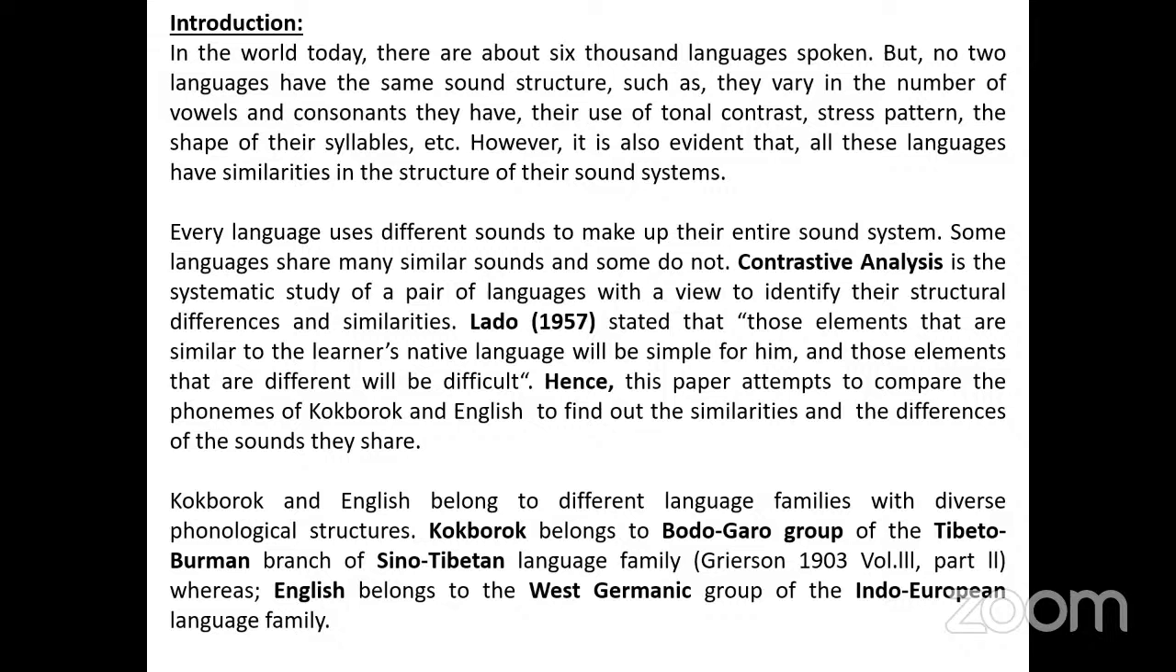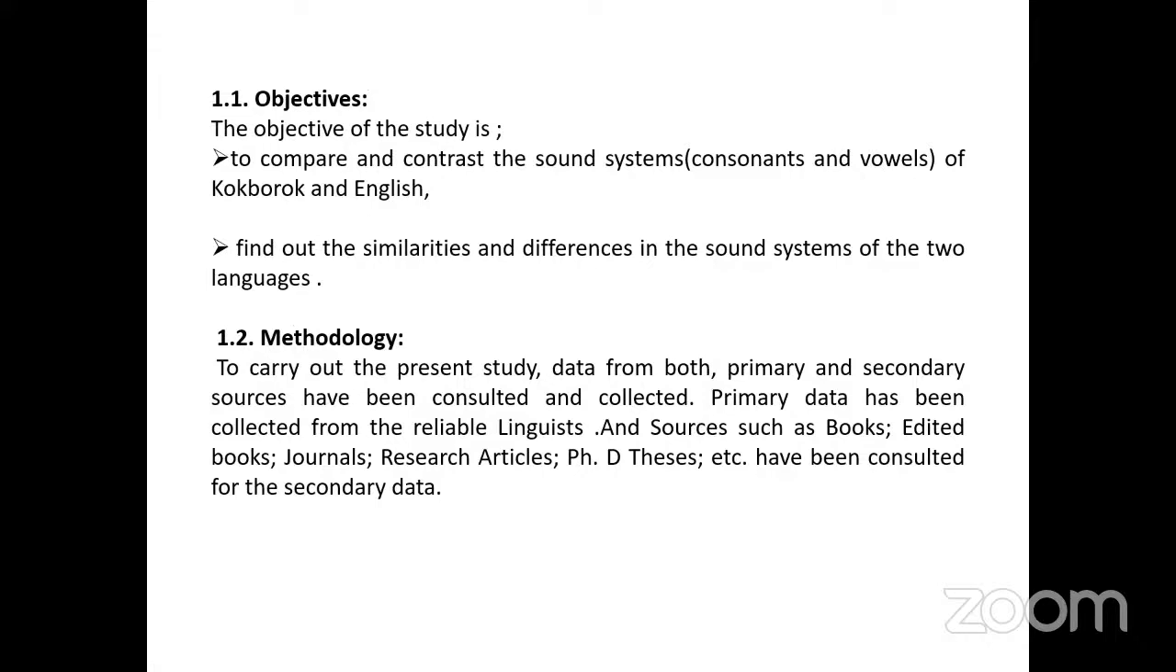If you look into the linguistic families or background of the two languages, Kokborok belongs to the Bodo-Garo group of the Tibeto-Burman branch of Sino-Tibetan languages, whereas English belongs to the West Germanic group of the Indo-European language family. So here itself we can see that they are totally different from each other in their language family. The objective is to compare and contrast the sound systems, especially the consonants and vowels of Kokborok and English, and to find out the similarities and differences in the sound system of the two languages.